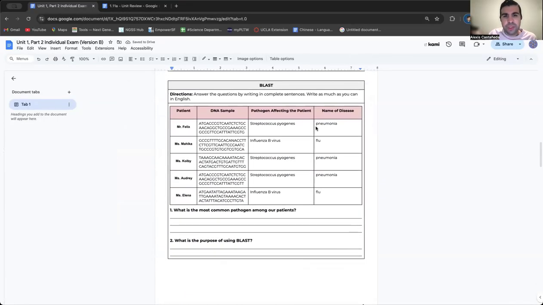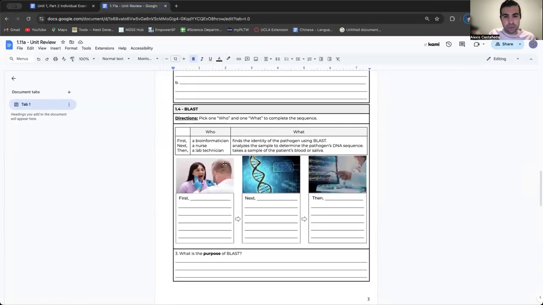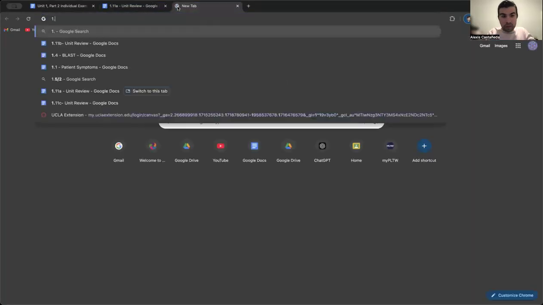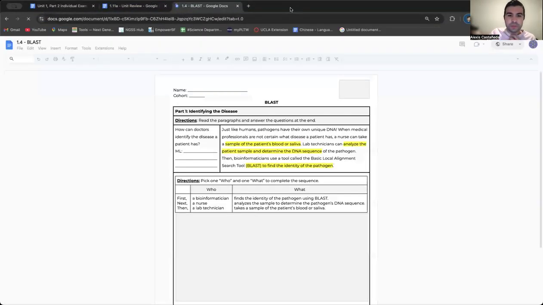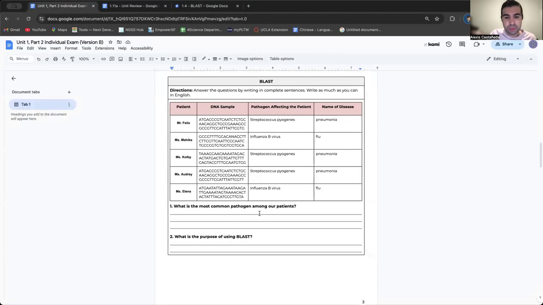So here we go. Now we're looking at BLAST. We talked about BLAST on 1.4 within 1.11a, so you can look back there. Also, you can just go to 1.4 in your notebook and you have that information there as well. It says here, what is the most common pathogen among our patients? Let's look at the pathogens that each patient has. Mr. Felix has Streptococcus pyogenes, Miss Colby has Streptococcus pyogenes, and Miss Audrey has Streptococcus pyogenes.